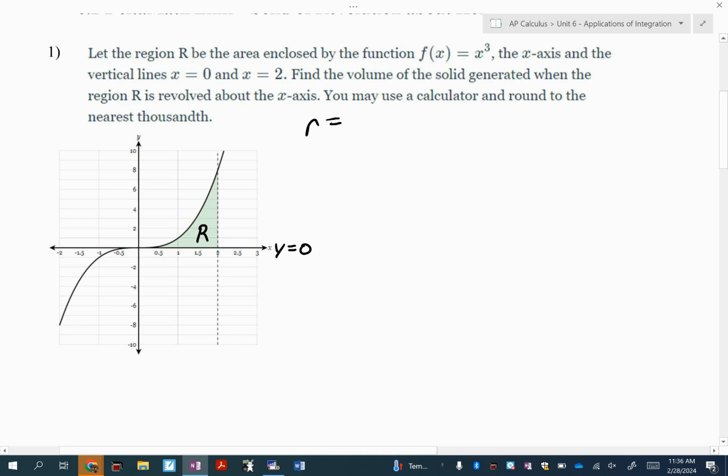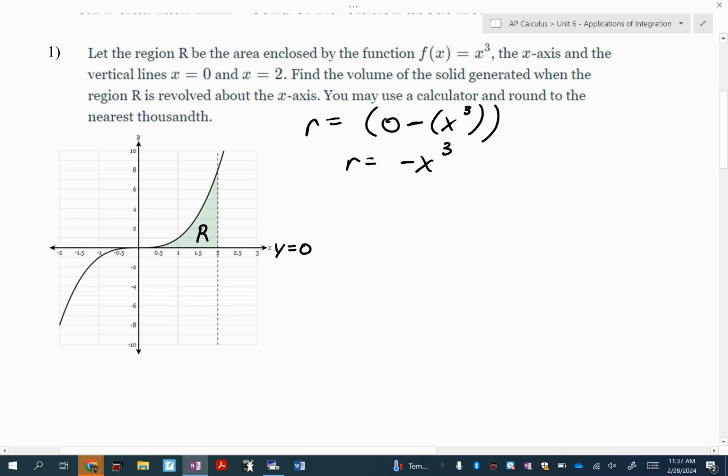All right, so let's find our radius, which is the distance from the axis of revolution. What is the axis of revolution? No, y equals 0, right? So 0 minus, all right, and what is my function? It's x cubed. Okay, so if you wanted to simplify that, you could. All right, so what is 0 minus x cubed?